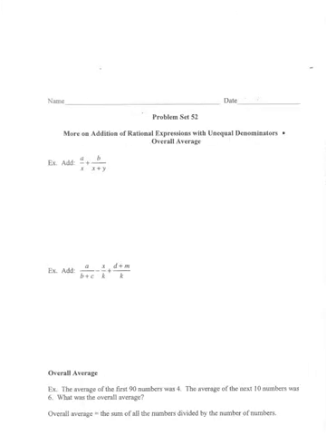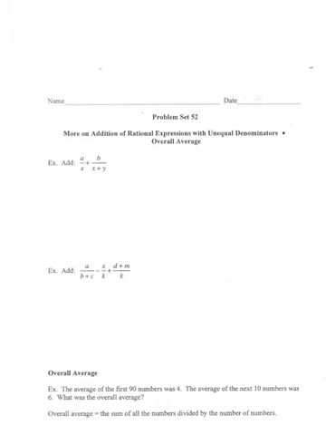Hi everybody, so this is problem set 52, and this is more on how to add rational expressions. And this is different than the last time that you've done this because this time we have unequal denominators. Another kind of bonus topic is overall average, where we're going to be looking at averages of two sets of values and figuring out how we can figure out the average of those two sets combined.